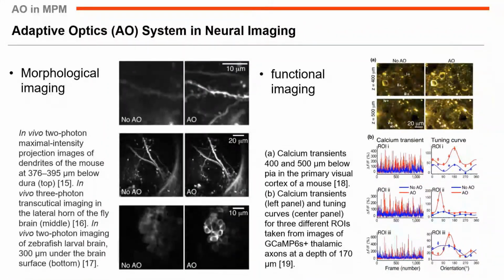With adaptive optics, brightness and contrast of imagery are increased, and the amplitude of calcium transients increases. Also, the signal-to-noise ratio increases too, because of reduced excitation focal volume and enhanced focal brightness. Then, the calcium transient and tuning curve get sharpened, as you can see in this figure. So, we can say that adaptive optics is almost essential for tuning curve characterization.